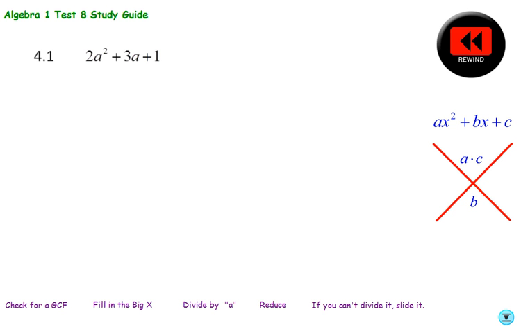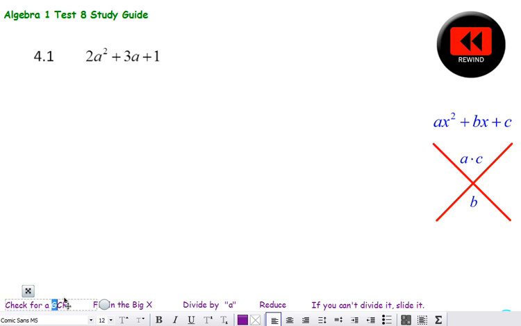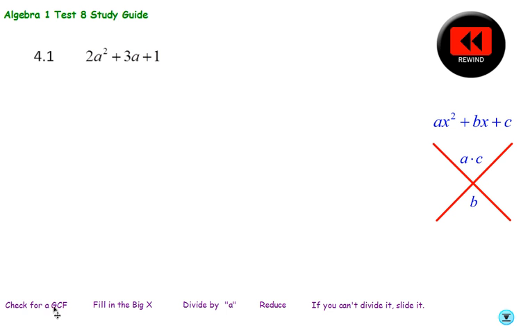And again, by the way, from this point out through the rest of the video, every single one of these problems is pretty much exactly the same setup. There might be 1 or 2 little things here or there that are different, but the idea of the big X is going to be the same for all of these. So for instance, for all of these, we're going to check for a greatest common factor.